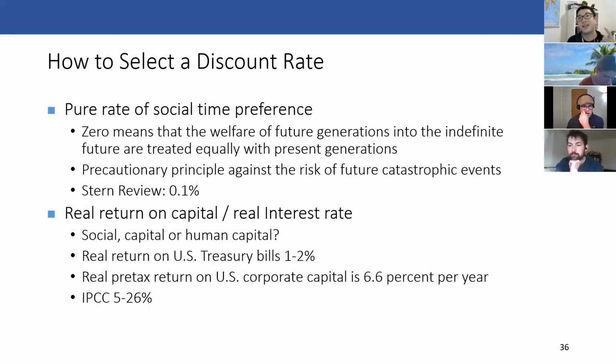Even the IPCC, the Intergovernmental Panel on Climate Change, I'm totally blanking on the I. This is a group of hundreds of international scientists who spend several years putting out these interim reports that talk about impacts of climate change, mitigation, and climate change scenarios. So it's kind of the authority on thinking about climate change. All of their regular baseline scenarios use discount rates on the order of 5 to 26%.